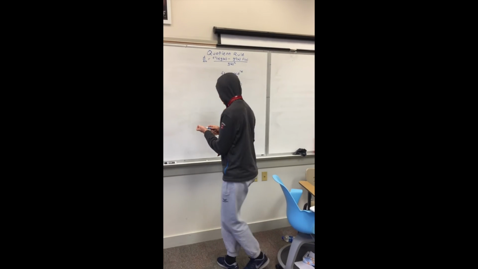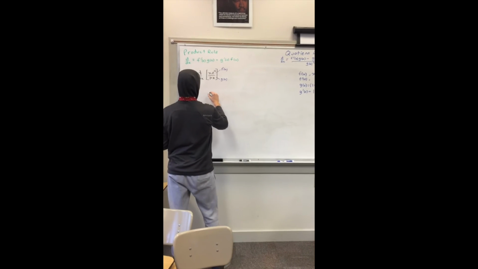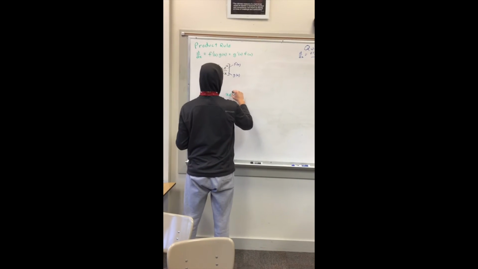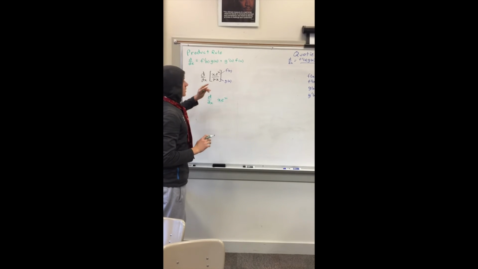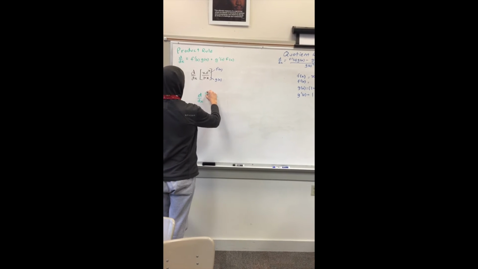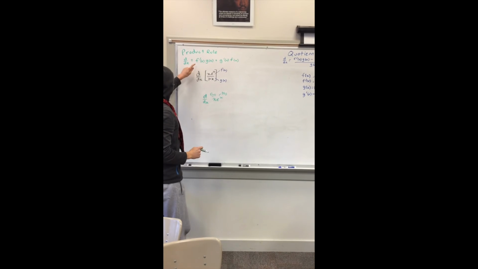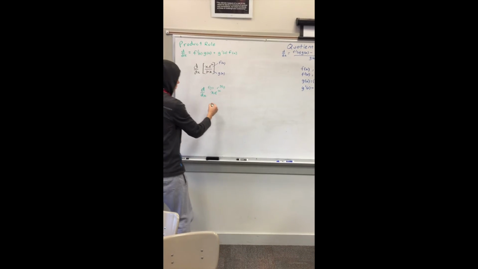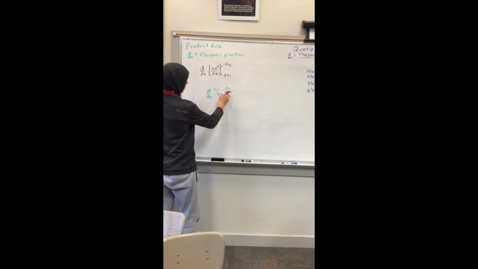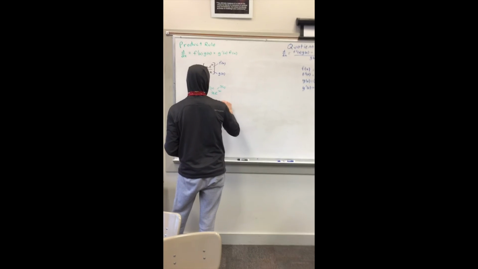So f prime of x is the product rule, and we're going to start out with the derivative of x e to the x. And just like in the quotient rule, we still want to name all of our terms. So we're going to name this term as f of x, and this term as g of x. So now we're going to take f prime of x, which is just going to be 1, times the derivative of g of x, which is going to be e to the x. So it's 1 times e to the x.